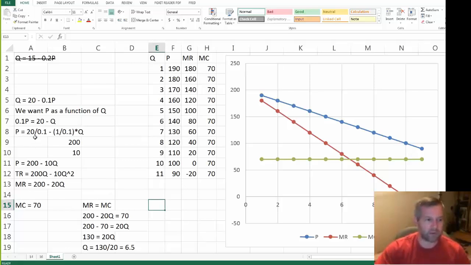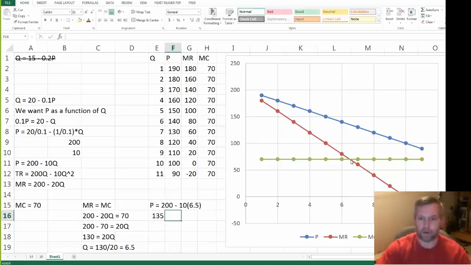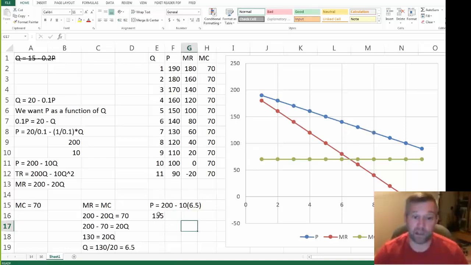So I had my price equation here. Price is 200 minus 10 times Q. So if I plug that in, 200 minus 10 times the 6.5, yep, you get the price of 135. Then again, I could eyeball that by saying, well, this 6.5 quantity, if I follow that up to the demand line, well, it's kind of hard when my demarcations are just 100 and 150, but I can solve it directly.